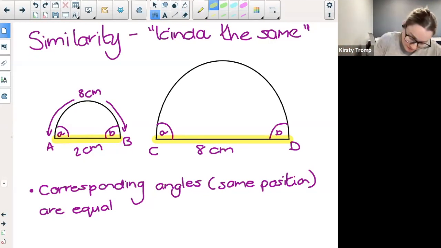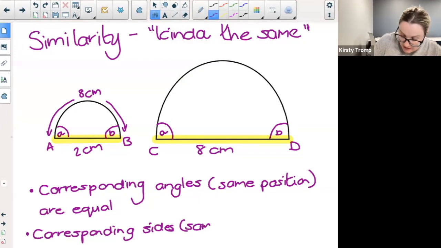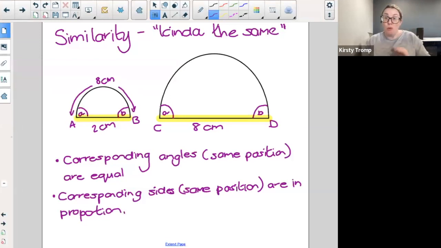So I'm going to say instead that the corresponding sides, so that means the sides that are in the same position, all right? And what we say is that they are in proportion. Oh my gosh, ma'am, what does that mean? What does in proportion mean?